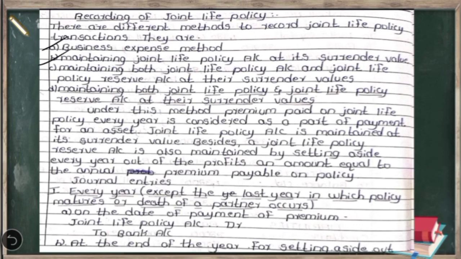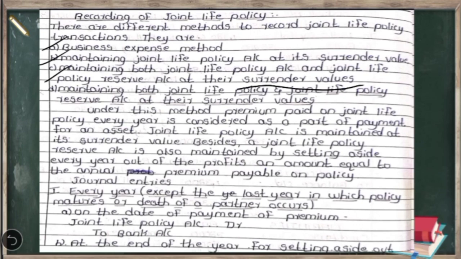But as per the syllabus, we have to concentrate on the third method, and you will have questions on this third method, that is maintaining both the joint life policy account and the joint life policy reserve account at their surrender values. So let us first understand the meaning of surrender value. Just now I told you in the previous slide, surrender value is nothing but the amount the insurance company would pay them if they surrender the policy when they don't want to continue with the policy.